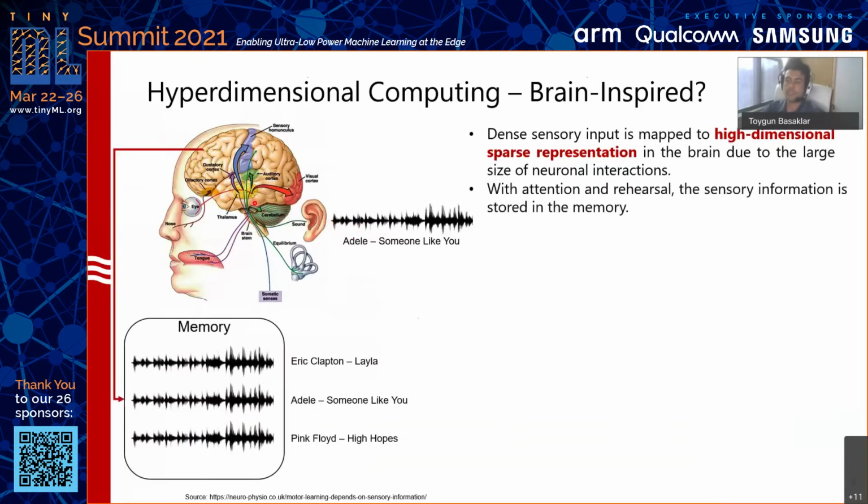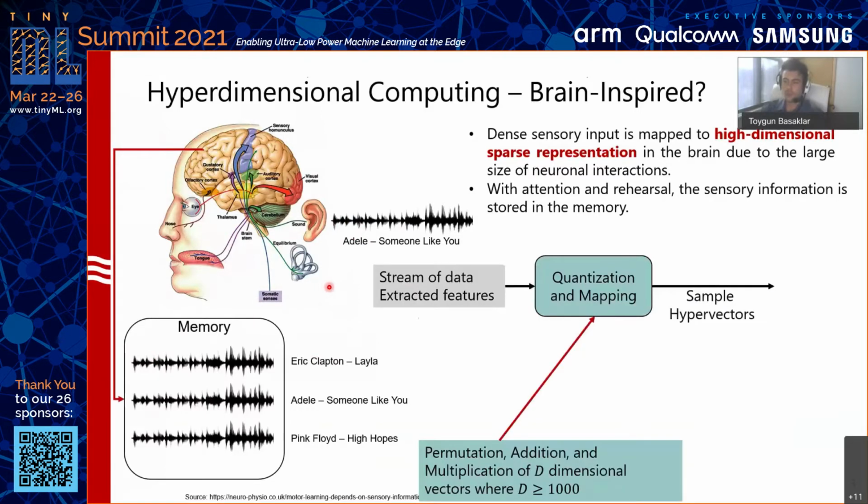With enough attention and rehearsal, the sensory information is stored in our memory, along with some other auditory inputs, let's say songs from Eric Clapton and Pink Floyd. Let's say 2 days later, we hear the same or a similar auditory input. Our brain immediately associates the sensory input with our memory, and we eventually recognize the song. Hyperdimensional computing does a similar thing in its processing flow.